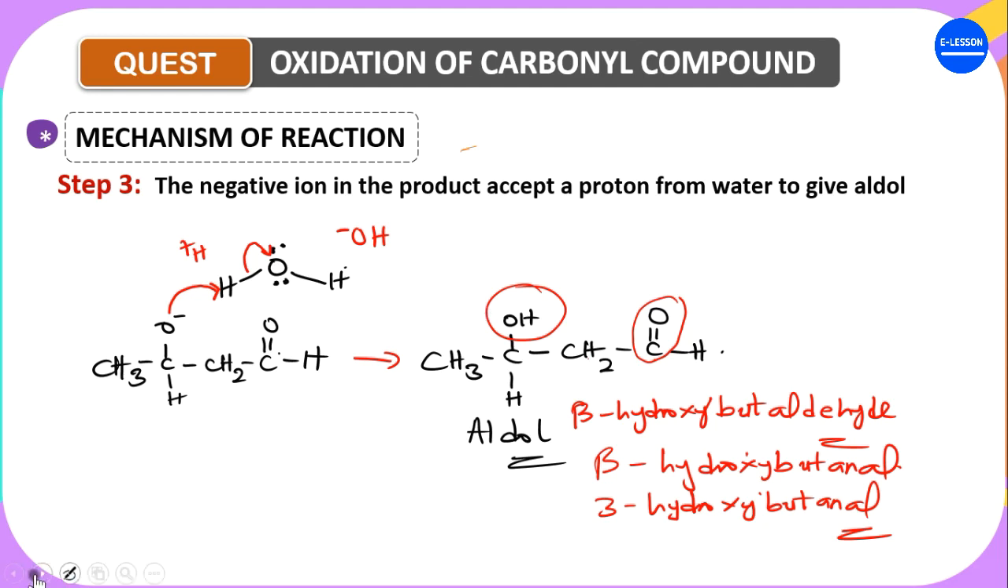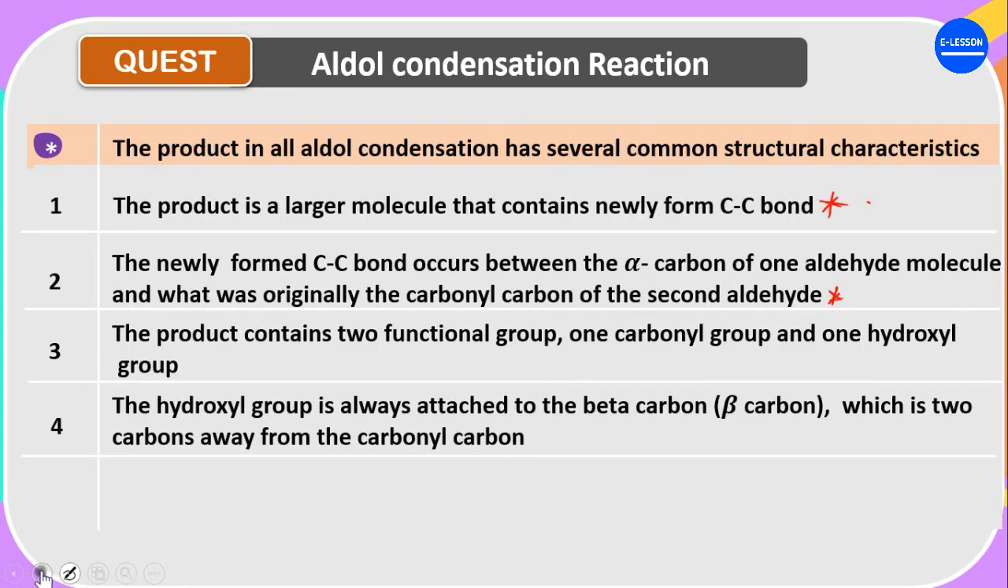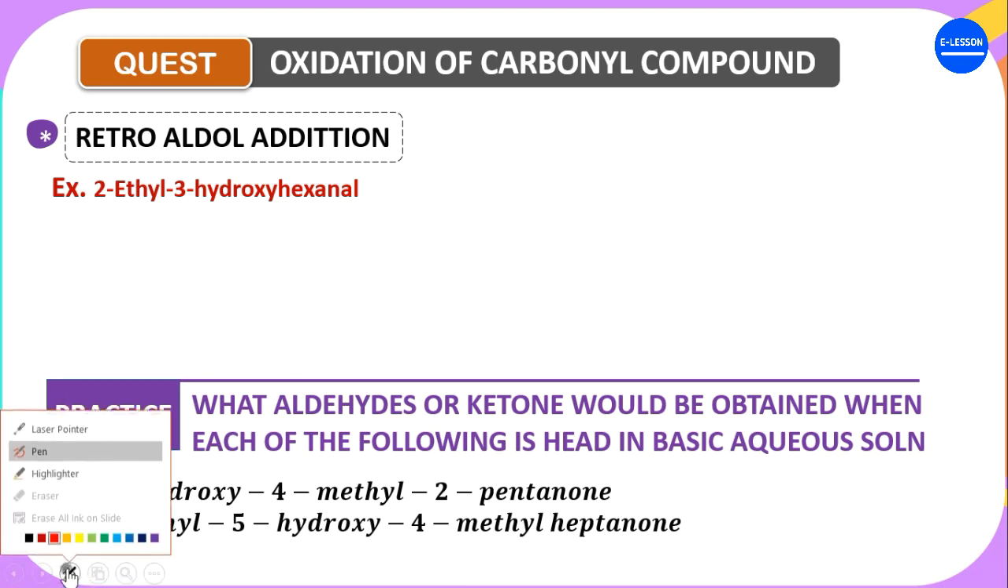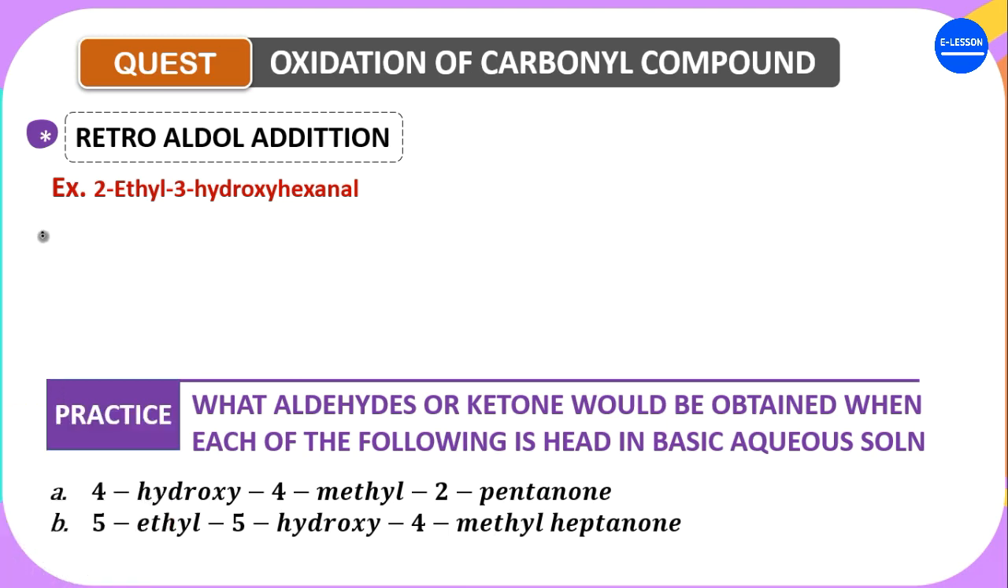Now the next one is retro-aldol addition. Retro-aldol addition means if you add a base, let's say sodium hydroxide, and then water to the beta hydroxy aldehyde that was initially formed.